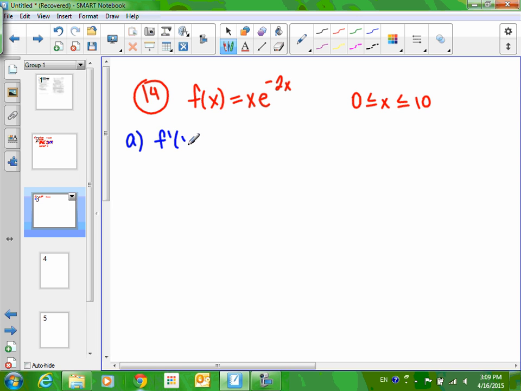Drive it. Hey, on a free response, if you have no idea how to do it, just drive it. That might get your point. Okay, so I'm going to use product rule. Derivative of x is 1 times e to the negative 2x.